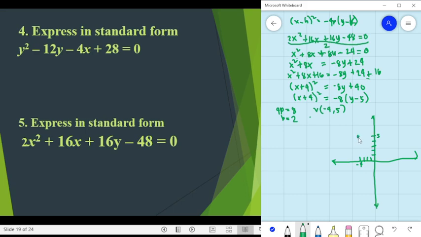Okay, so that is your vertex. Our opening is downward, because 4p is negative in the x minus h squared form. That means your focus is 2 units down from the vertex. So 1, 2. So meaning your focus has coordinates negative 4, 3.